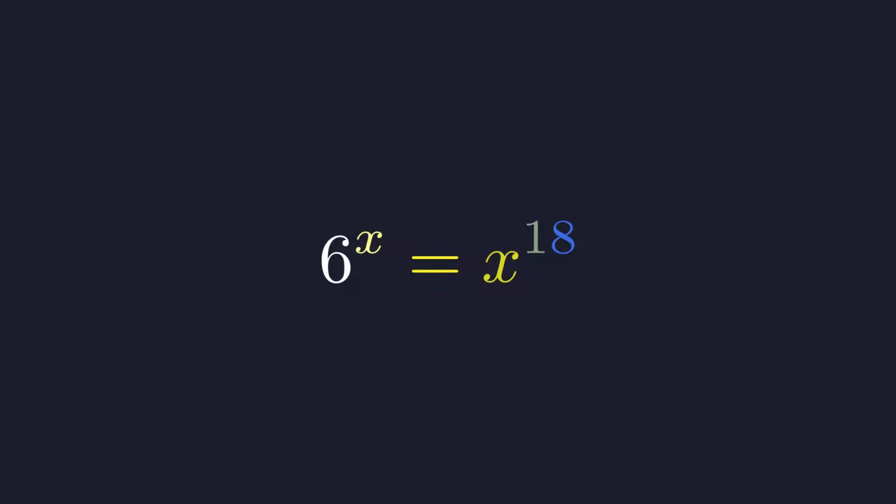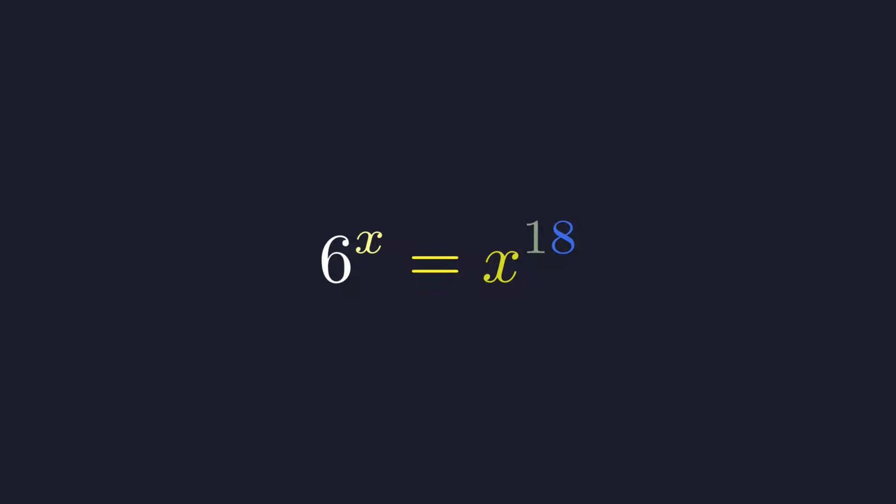Let's start with the case where x is positive. Starting with our equation, we'd like to find a way to isolate x. One natural approach is to take the 18th root of both sides to undo this 18th power. In other words, we're raising both sides to the power of 1/18.